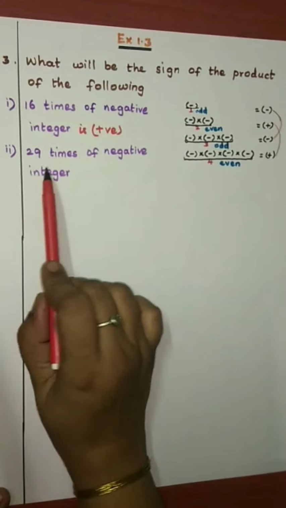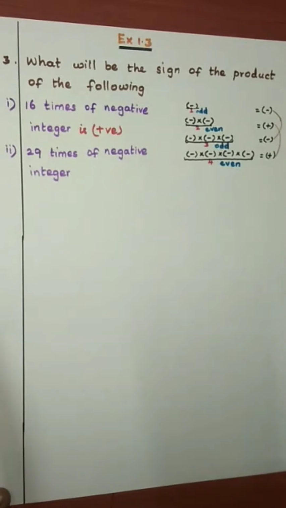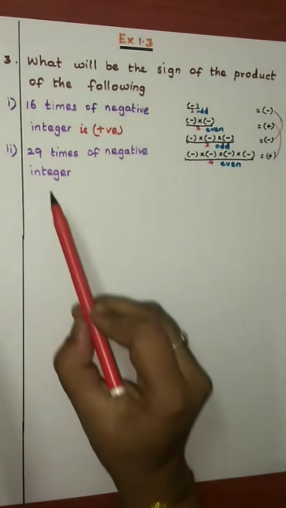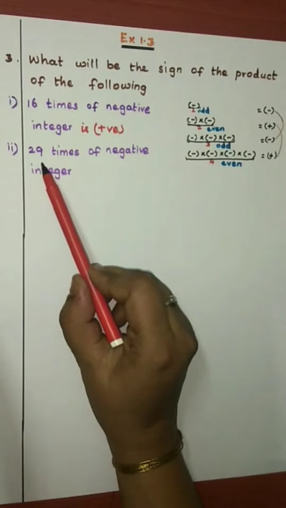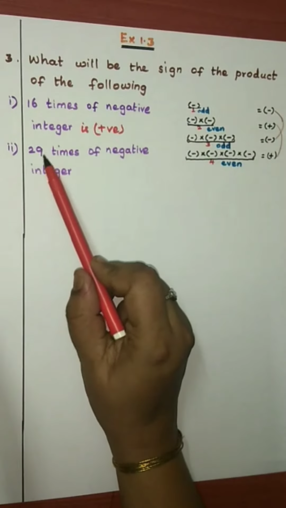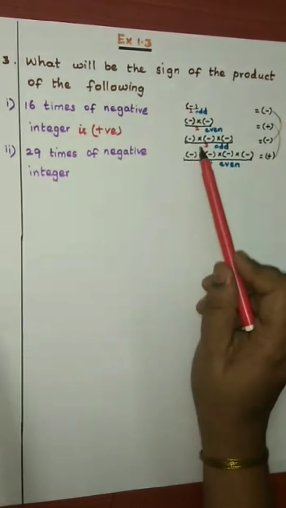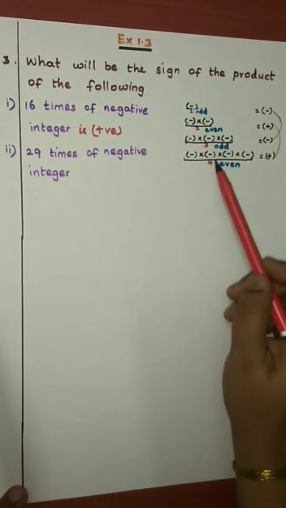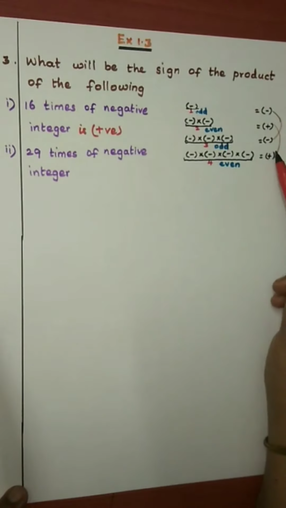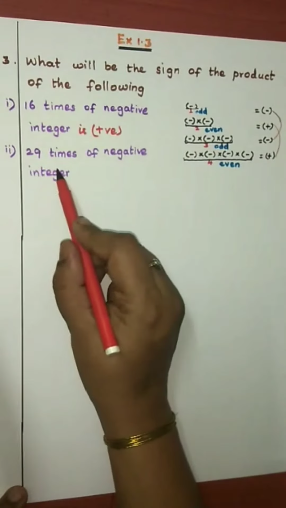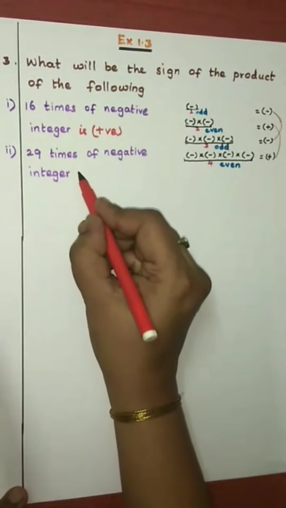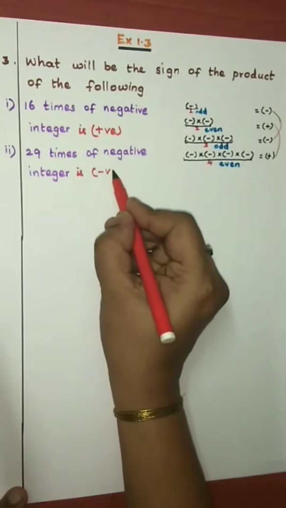Second one, 29 times of negative integer. Here 29 is an odd number because 29 is not divisible by 2. We know that when minus sign is multiplied an odd number of times, it remains negative. So 29 times of negative integer is negative.